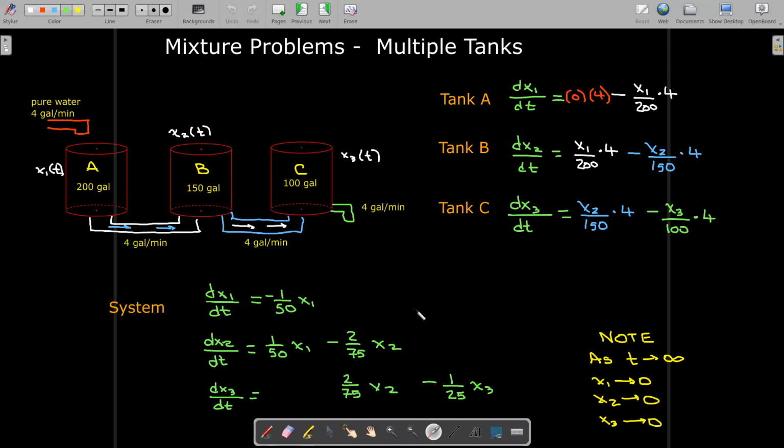Note that since we are pumping in no salt, just pure water, we don't even need to set up a system of differential equations. We don't even need to know any differential equations. It makes perfect sense that if you're pumping in pure water, the concentration is going to decrease indefinitely. As long as you pump in pure water, the amount of salt in all of the tanks is going to go towards 0.